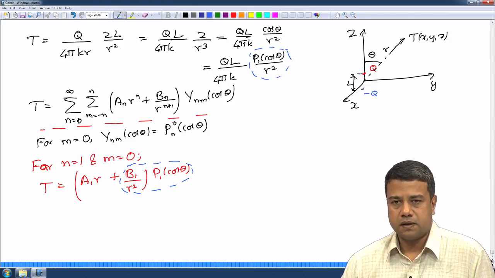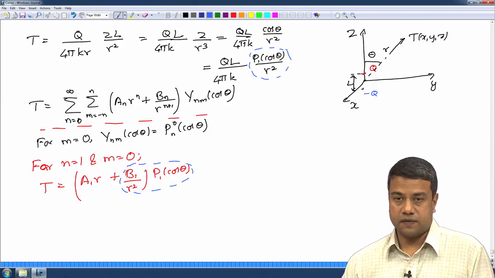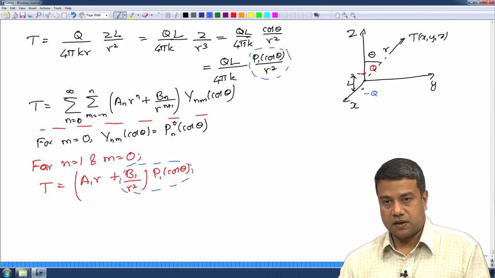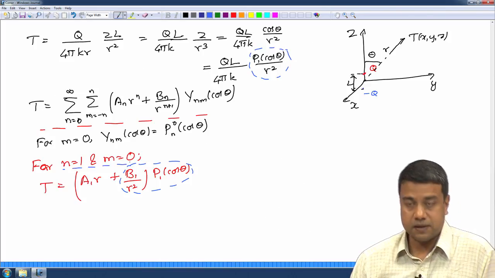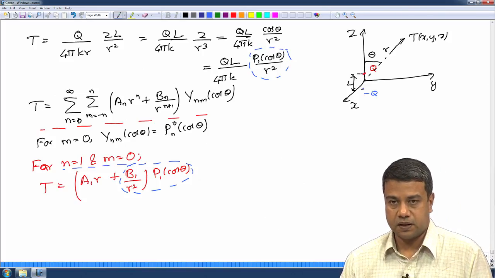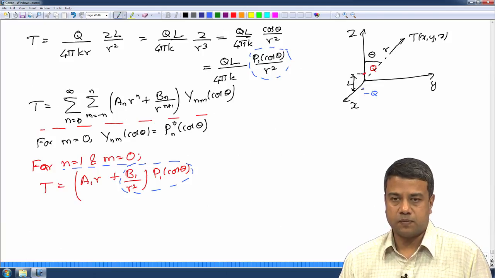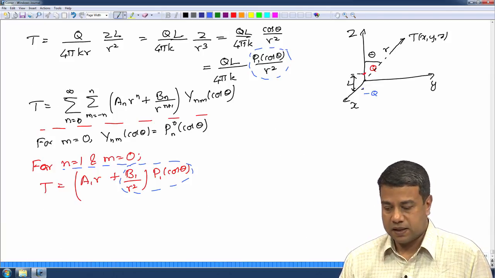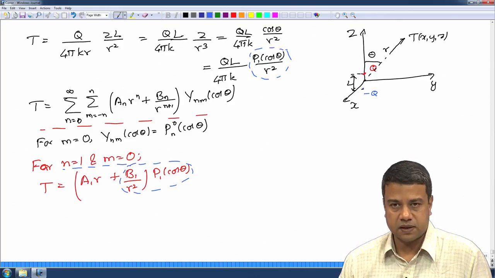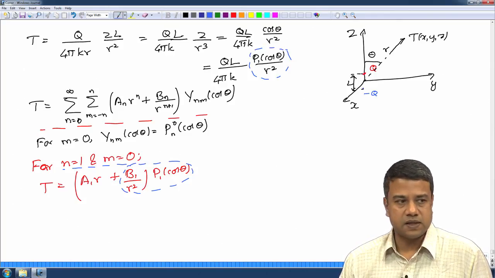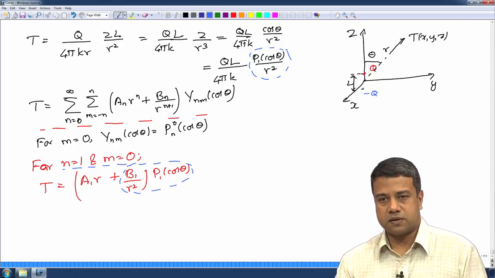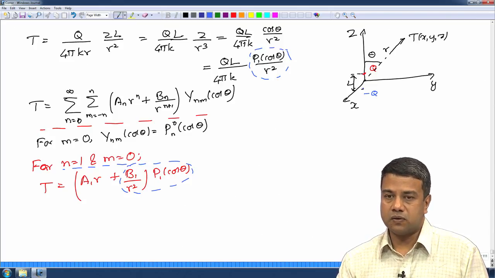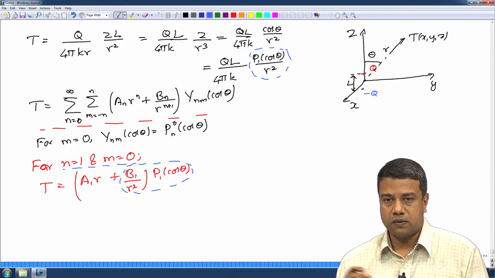Therefore, the superposition of a source and a sink separated along the z axis gives me the solution for n is equal to 1 and m is equal to 0. This is called a dipole, a point dipole. In the limit as L goes to 0, the separation of the source and the sink goes to 0, while Q times L is finite. As you make the source and sink closer and closer to each other, while retaining Q times L to be a finite number, you get a point dipole.